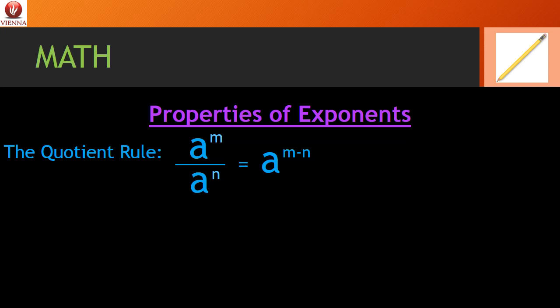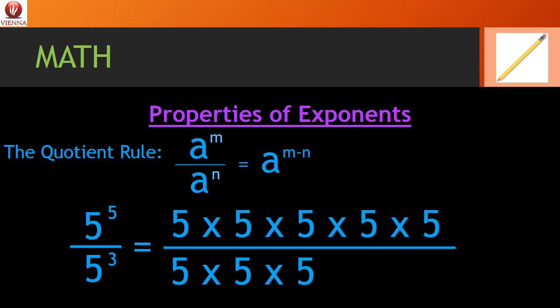The quotient rule, when you're dividing: here we have a to the power of m divided by a to the power of n, in which case you would subtract the exponents, a to the power of m minus n. So let's see why this works. 5 to the power of 5 divided by 5 to the power of 3. Now if you just do it out, it would look like this. Now the first set of 5s cancel, and so you're left with 5 squared.